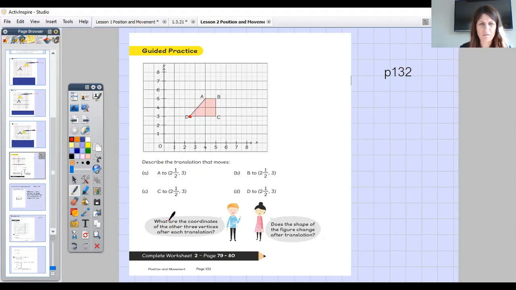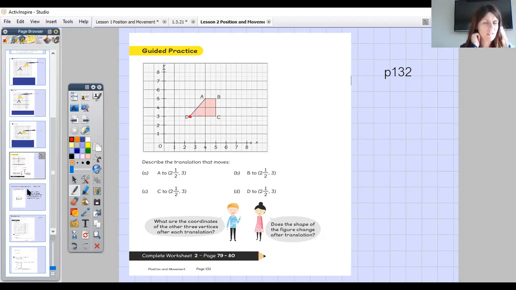And then I want you to think about what are the coordinates of the other 3 vertices after your translation. So if A moves to where D is now, where will B become? Where will C be? And where will D go? So where will each of the 3 other vertices go if A moves to here? It moves along and down. Remember, all our translation is the same for the whole shape. Every vertex moves the same way. How many across, how many down? All right.